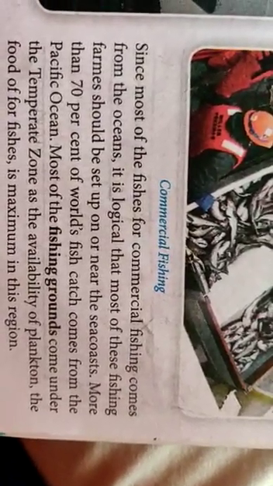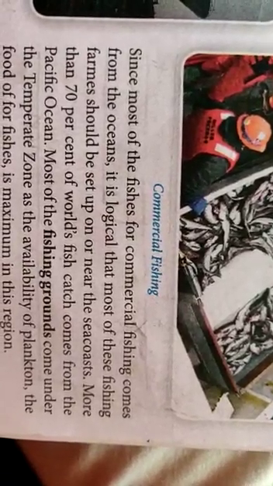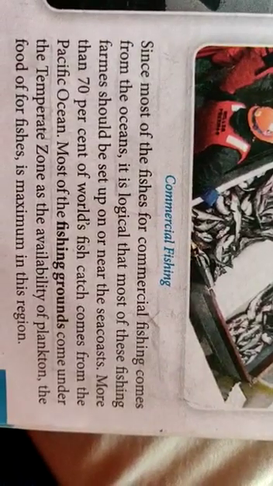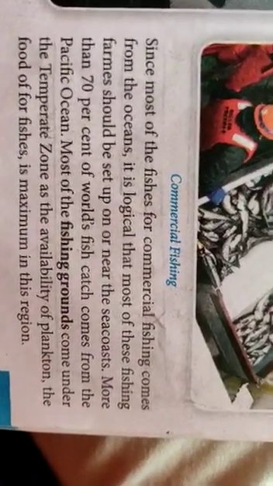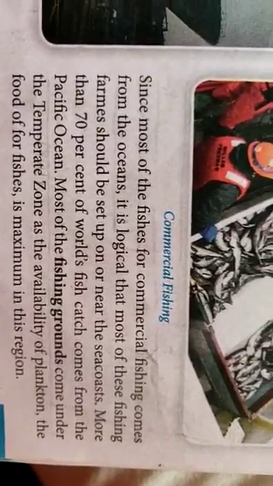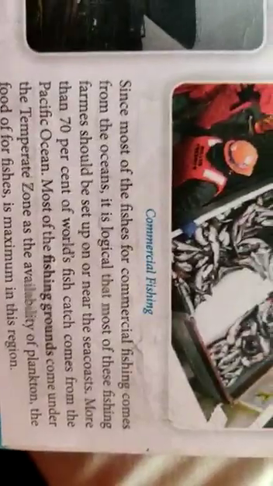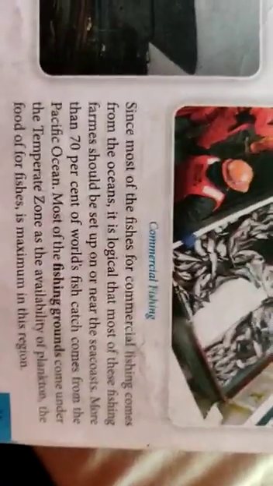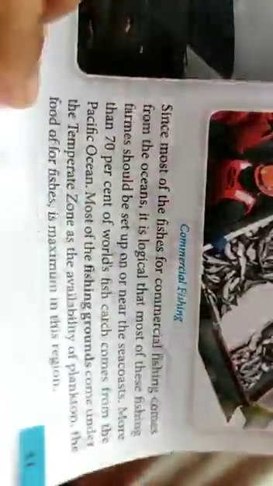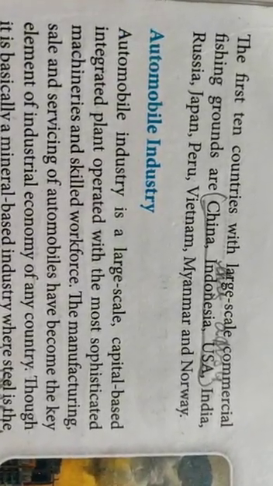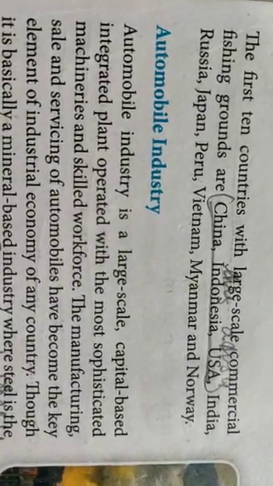More than 70% of the world's fish catch comes from the Pacific Ocean. The reason being, the fishing grounds come under the temperate zone as the availability of plankton, the food for fishes, is maximum in this region. This is the area where the cold and the warm currents meet and they are good for the growth of plankton which grows naturally in this region.